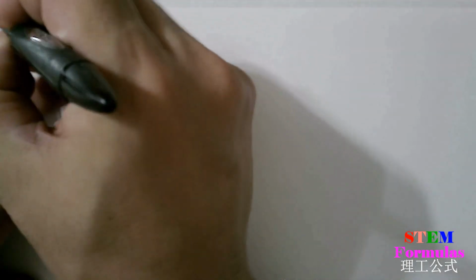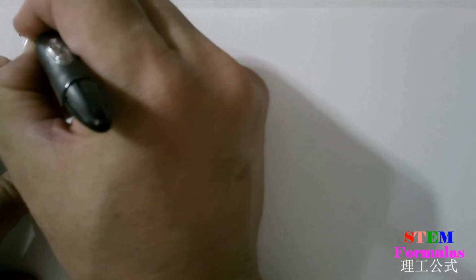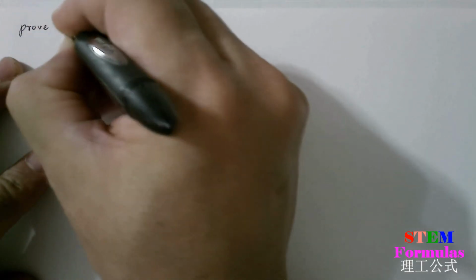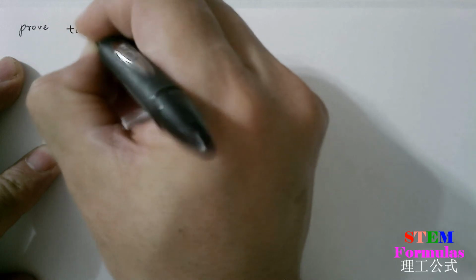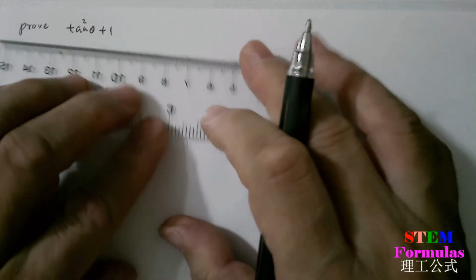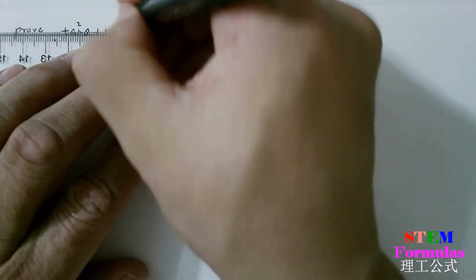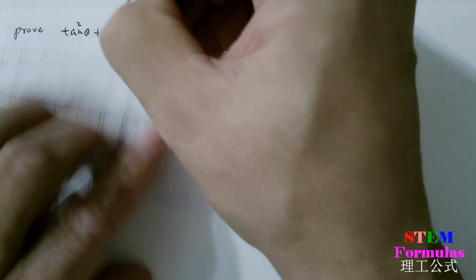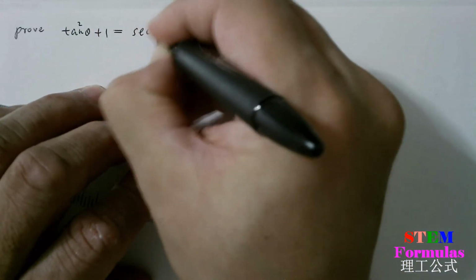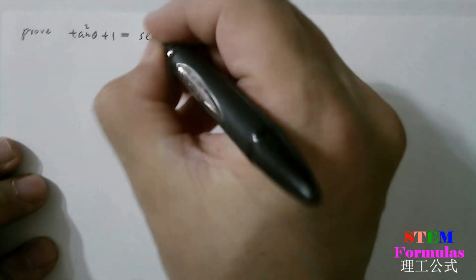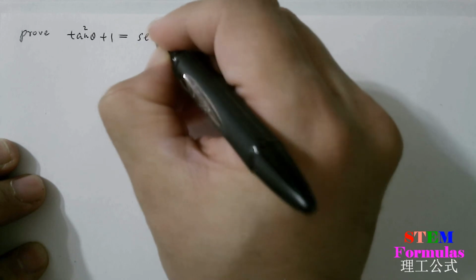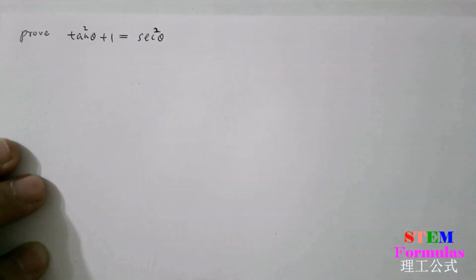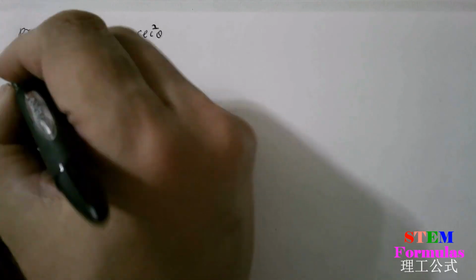I can prove one identity. For example, I can prove tangent theta square plus 1 equal secant theta square. So solutions here.